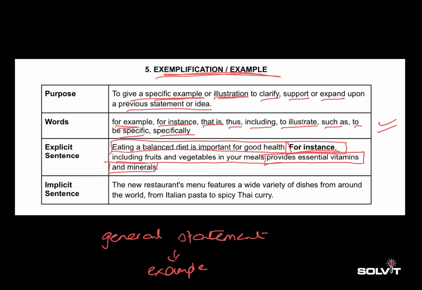They're giving you a statement over here. The new restaurant's menu features a wide variety of dishes from around the world. Okay, this is our entire statement. And then following that, there is an example: from Italian pasta to spicy Thai curry. Right? So the first one was a general statement. The second one is a specific example. So again, this is also an example of the relationship of exemplification.